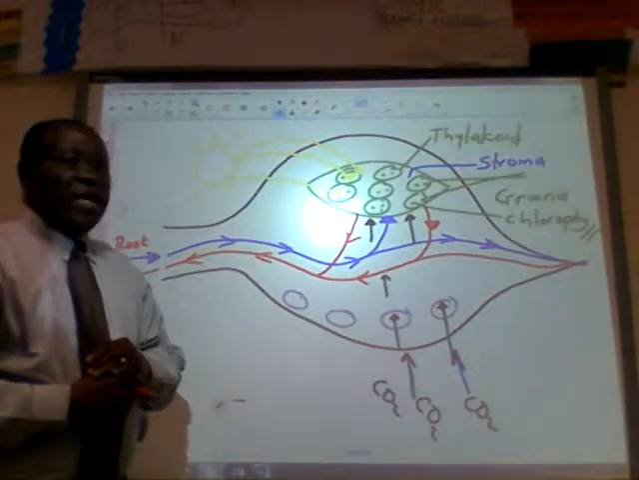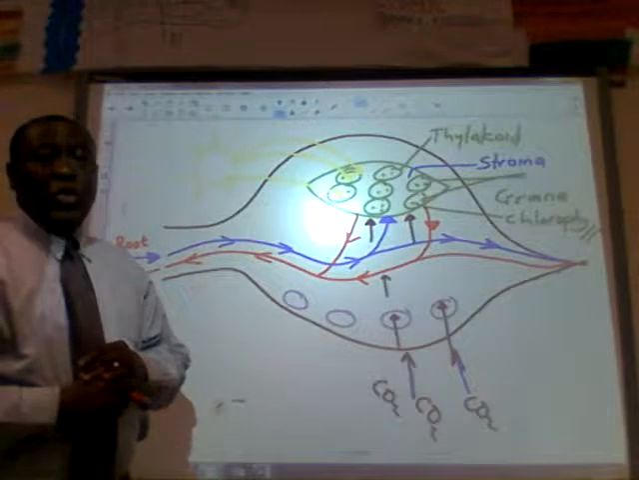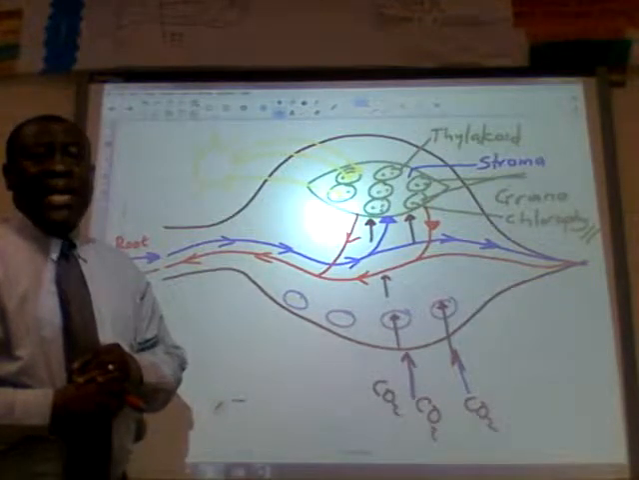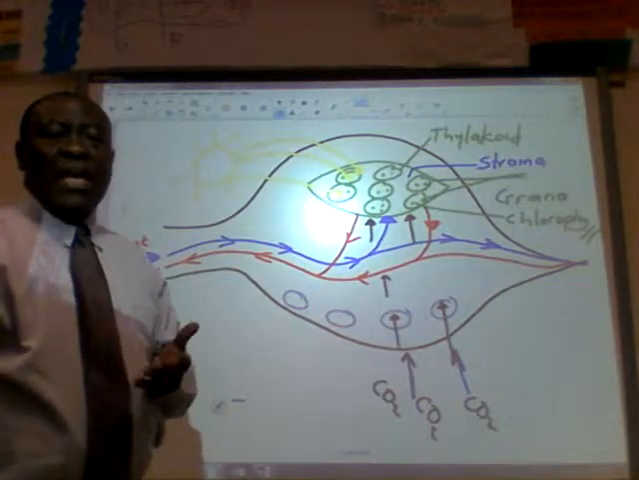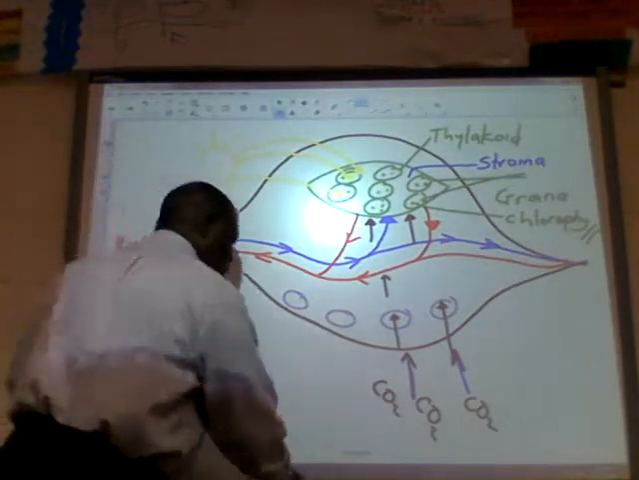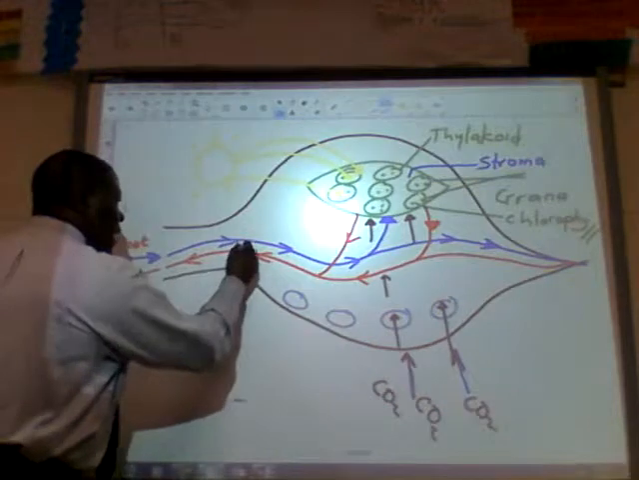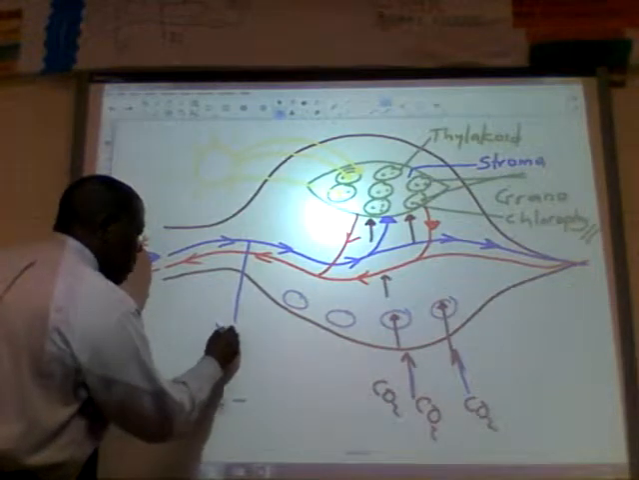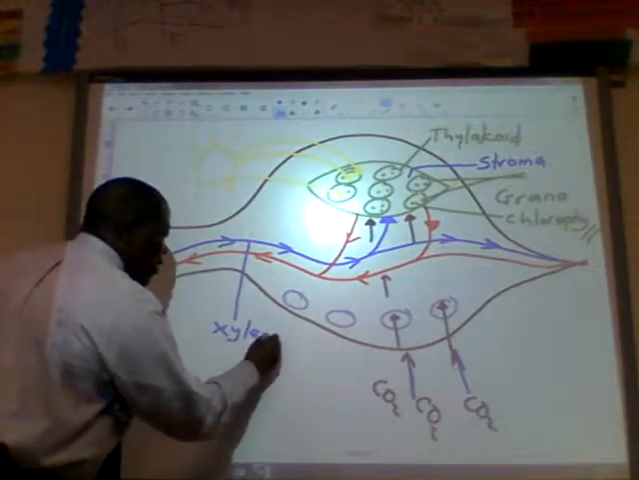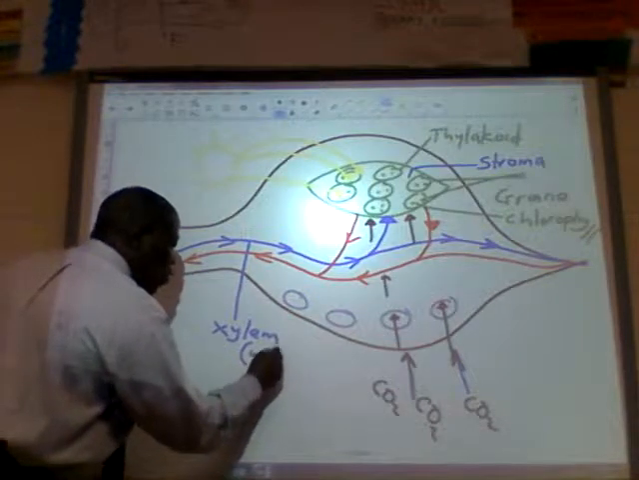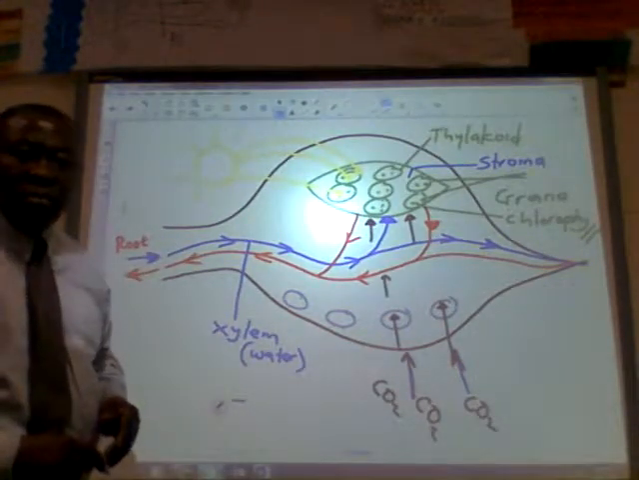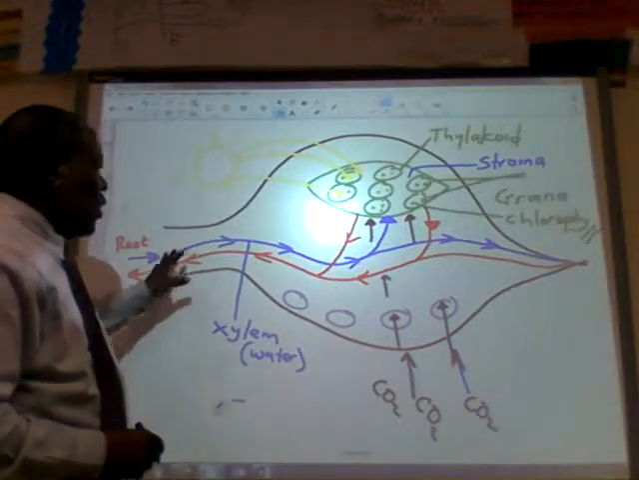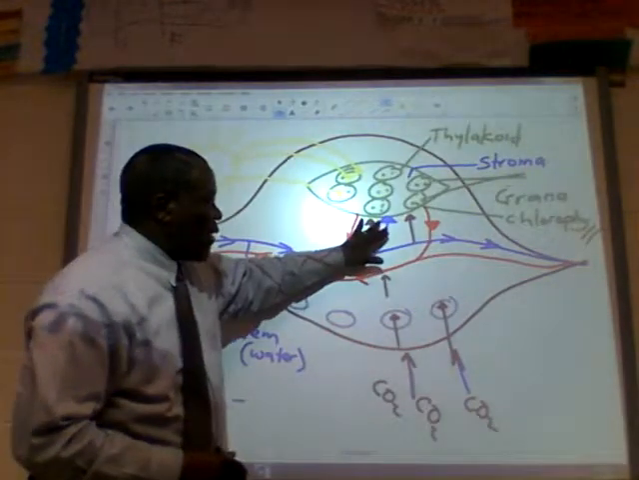All right. Now that tube has a name. The tube that carries the water is called the xylem. You pronounce it as like a Z, even though it's spelled with an X. All right. So let me go ahead and draw a line here. This is the xylem, X-Y-L-E-M. And write in parentheses the word water. So you know the xylem transports water throughout the plant. Okay? So the xylem taking water to the chloroplast.